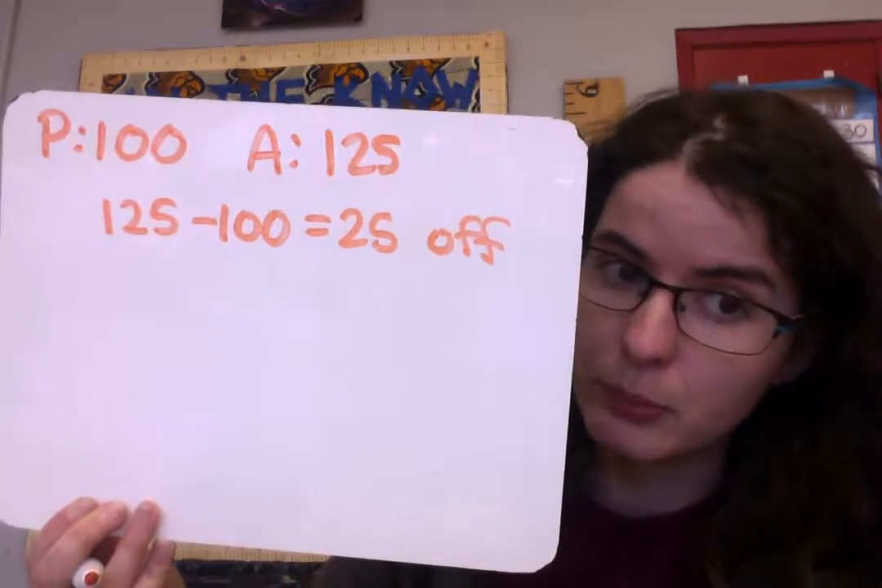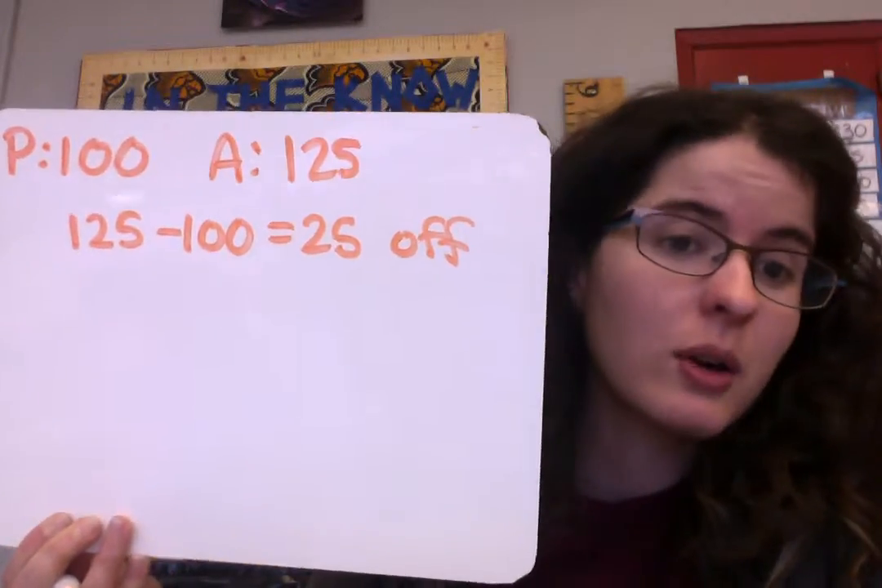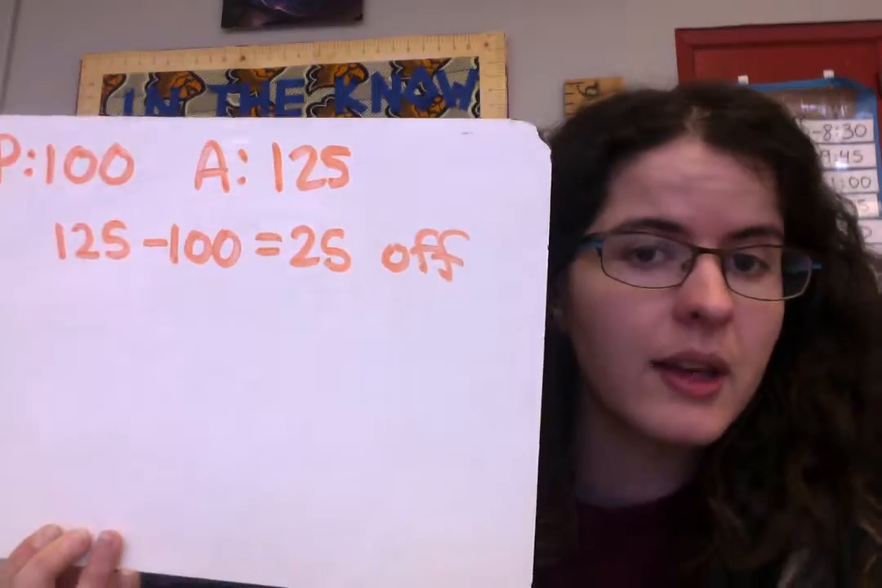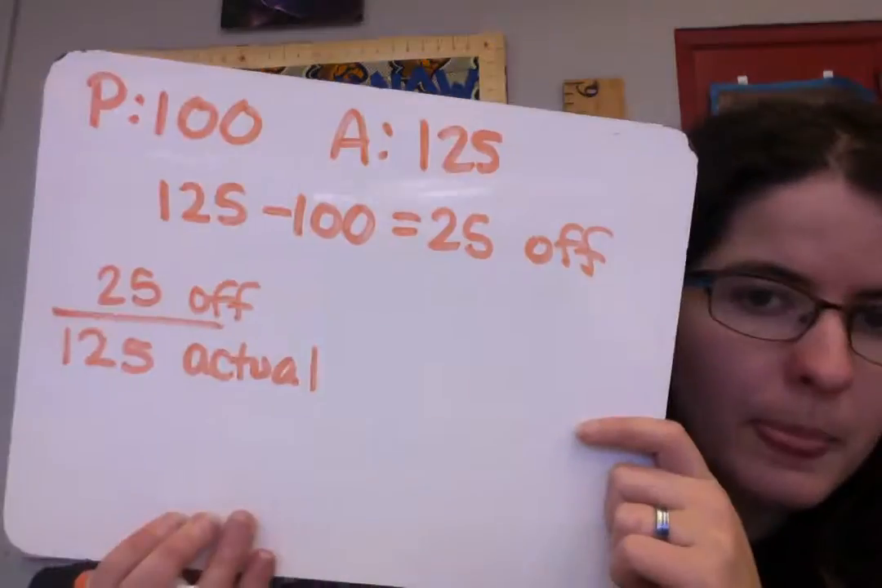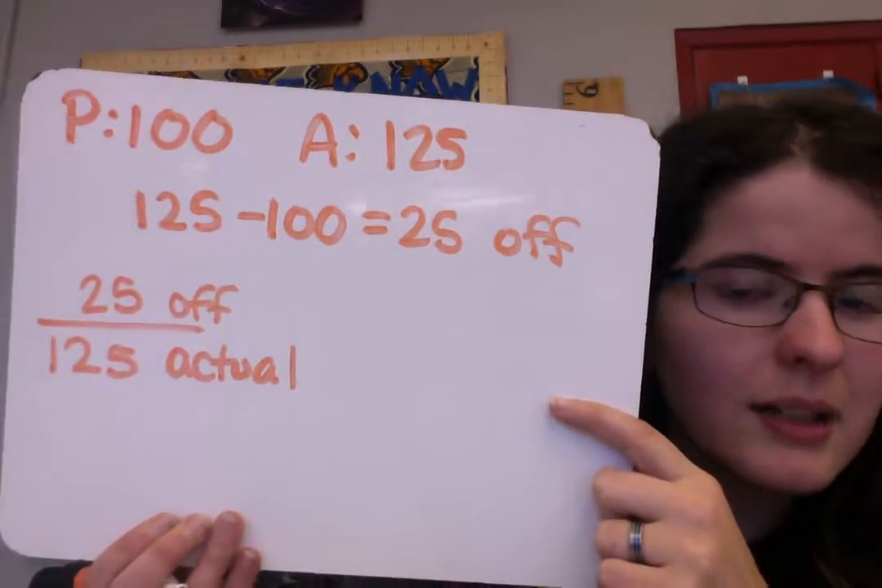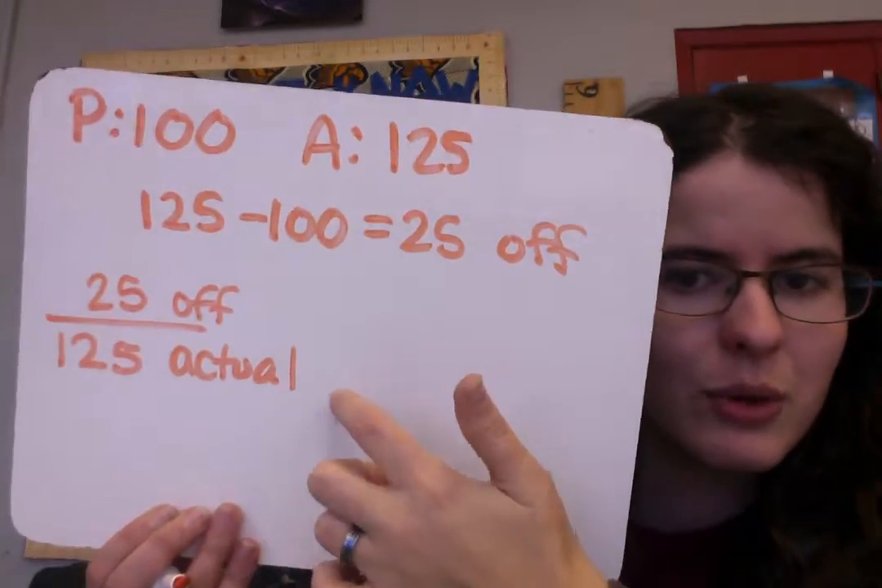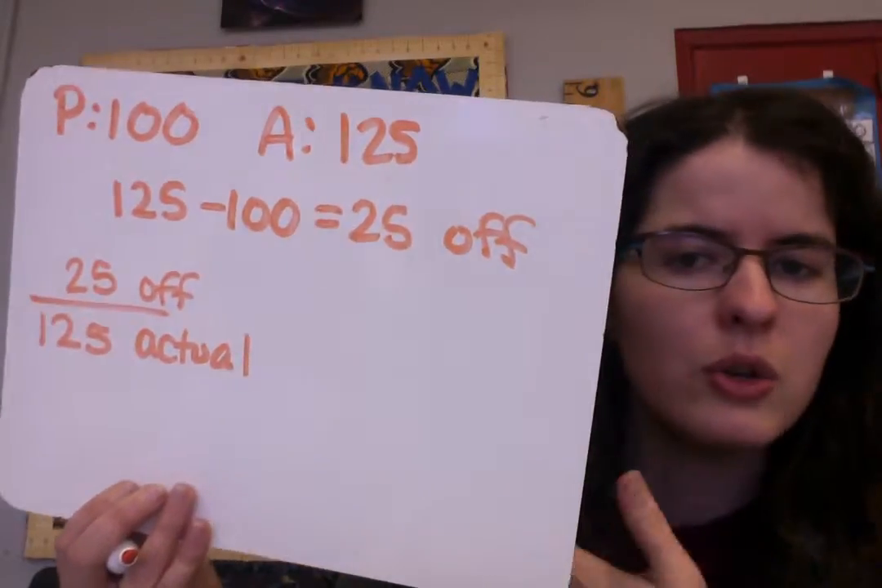25 off could be really bad if you had very few people. It could be okay if you had a lot of people. Let's think about what that then is in relation to 125. Like, actually, how good or how bad of a prediction was that? So 25, we're relating to 125 because that's our actual. And I had people who wanted to go to a calculator immediately, but you don't need to. You already have the tools. If you have 25 over 125, you could reduce that fraction. Divide by 25 in the numerator and the denominator, and you would end up with 1/5.